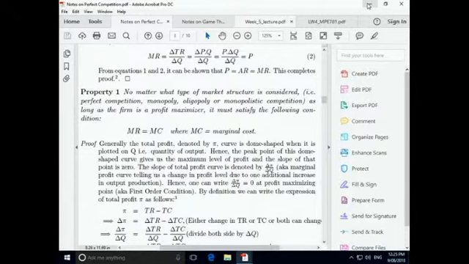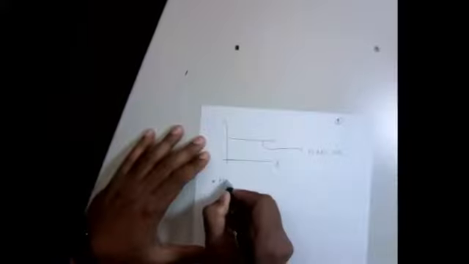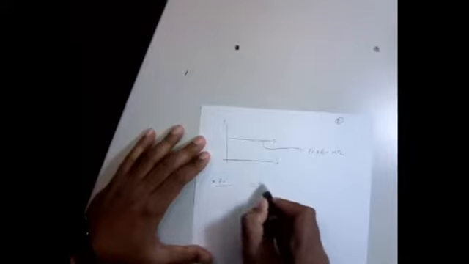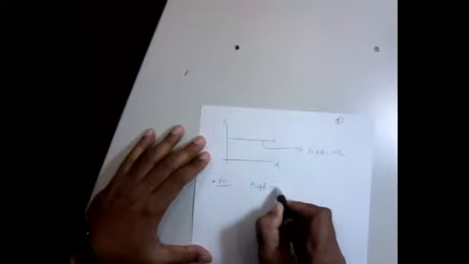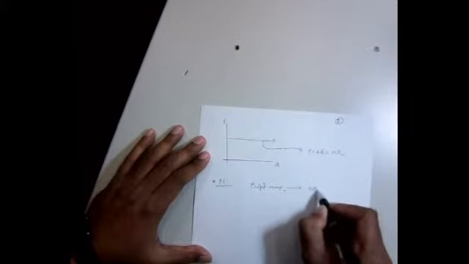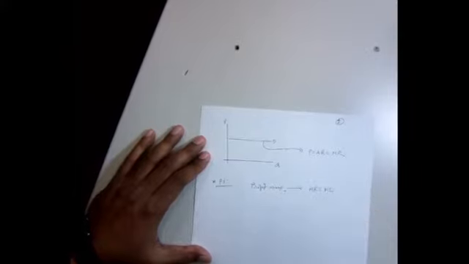Again, all my proofs are pictorial proofs, so basically I'm drawing a diagram to show that. The first thing is, property 1 basically says, as long as you are maximizing your profit, you must satisfy MR equal to MC. It doesn't matter which market you belong to.